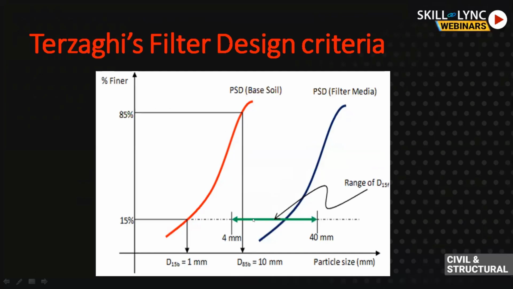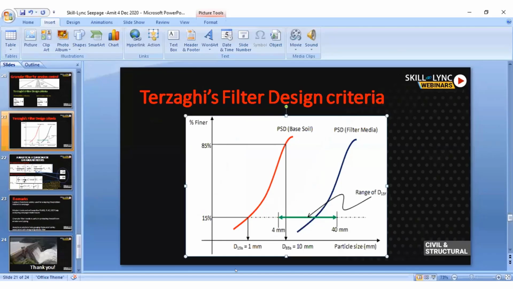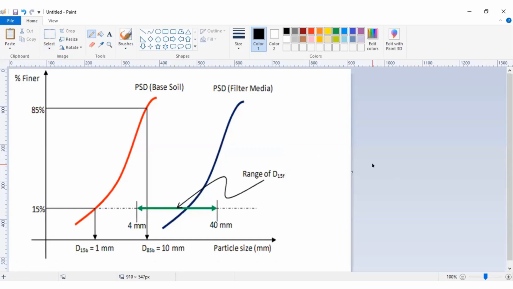So what Terzaghi suggests is that you draw a particle size distribution curve. If you want to get the particle size distribution curve of the filter media, you have to draw a particle size distribution curve like this that falls within the range of this D15F. So what is the challenge here? Now I'll explain to you.